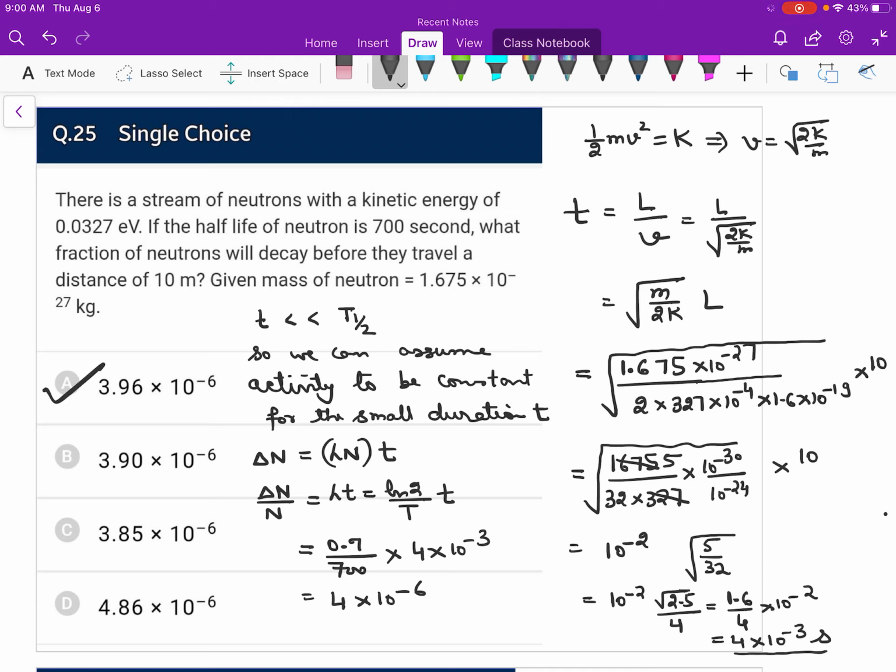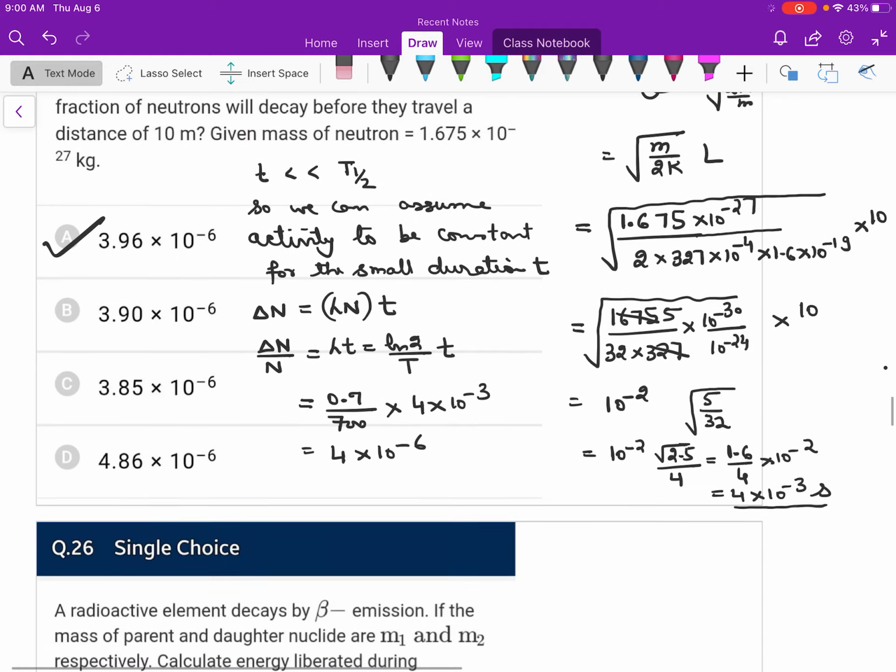So the closest option is 3.96 into 10 to the power minus 6. This is a demanding question, but we are learning a concept: if the time interval is very small as compared to t half, we can assume the activity to be constant, and the number of particles that decay, we can directly write as lambda N into t. Okay, so this is a good question.